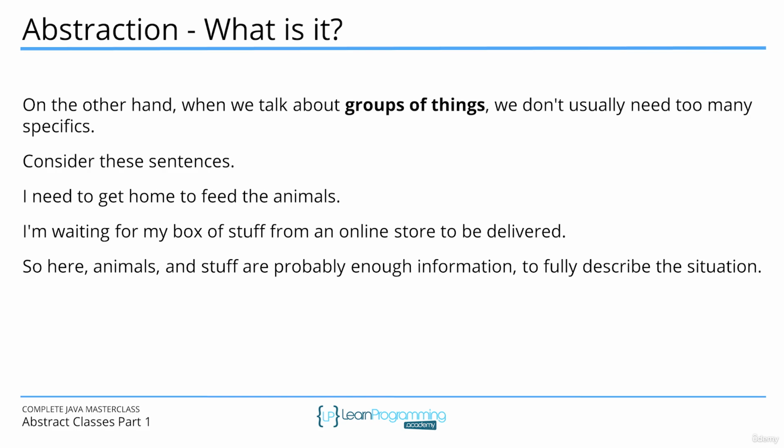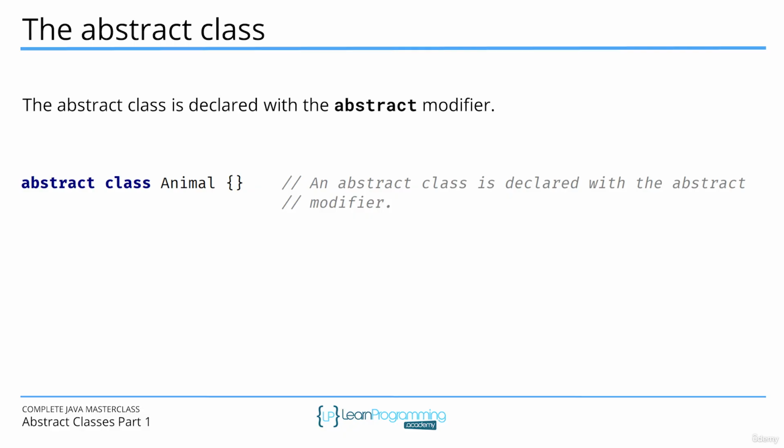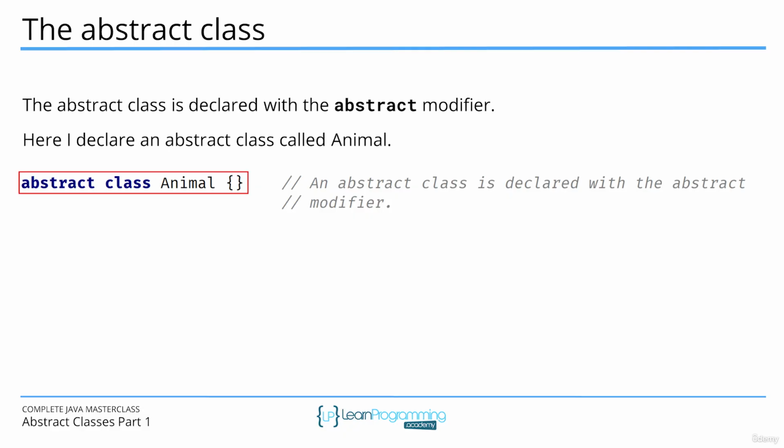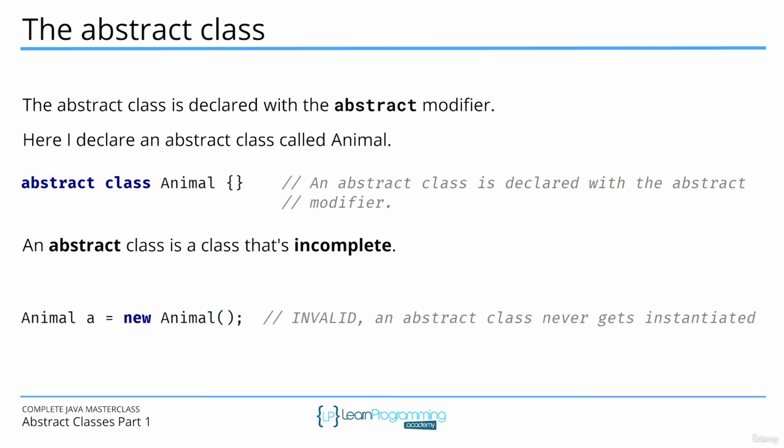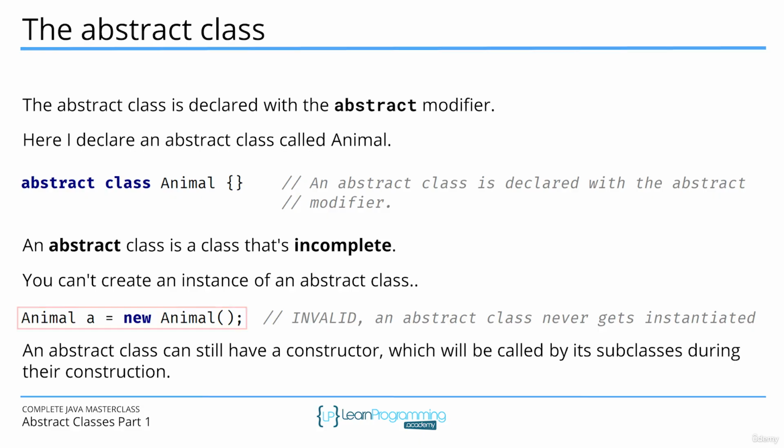Before we get into when and where you'd use abstract classes, let's see what one looks like. The abstract class is declared with the abstract modifier. Here I declare an abstract class called animal. An abstract class is a class that's incomplete. For that reason, you can't create an instance of an abstract class. An abstract class can still have a constructor, which will be called by its subclasses during their construction.